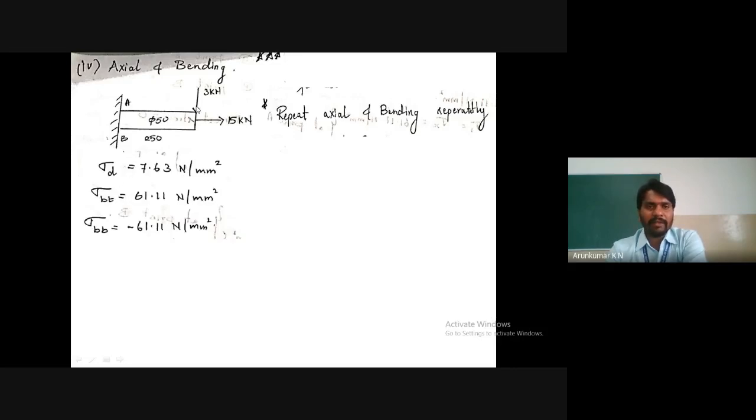Same thing for bending stress. As in the second case, we have taken M by I into C. M is load into distance, I is pi d to the power of 4 by 64, and C is 50 by 2. By using that, calculate the bending stress. At point A, bending stress is positive. I told you that due to this load, the top will undergo expansion and the bottom will undergo compression, where it is tensile bending stress and compressive bending stress. That is what I have taken. At point A, the bending stress at top is positive and at bottom is negative. This calculation we have already done in the previous case.